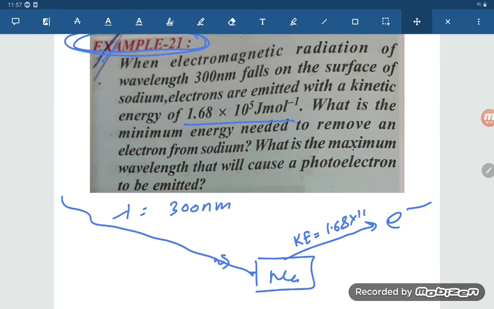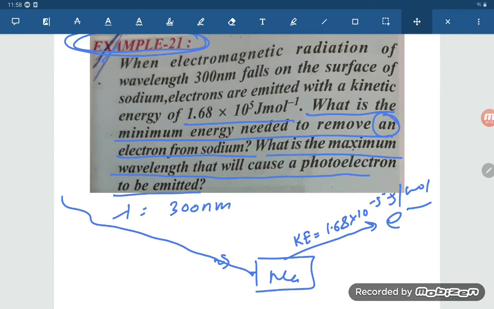1.68 into 10 power minus 5 joule per mole. Keep the unit in mind. What is the minimum energy needed to remove one electron from sodium? And what is the maximum wavelength that will cause a photoelectron to be emitted? So they are asking these many things, students.